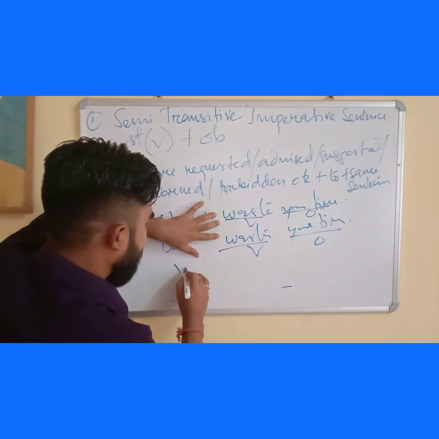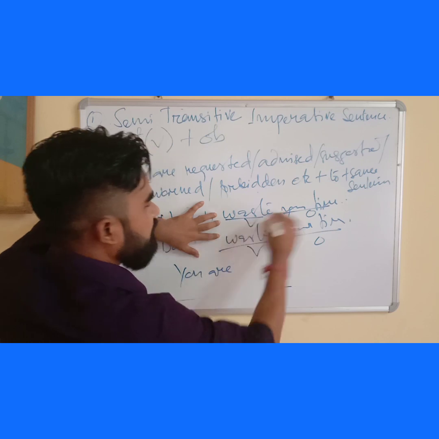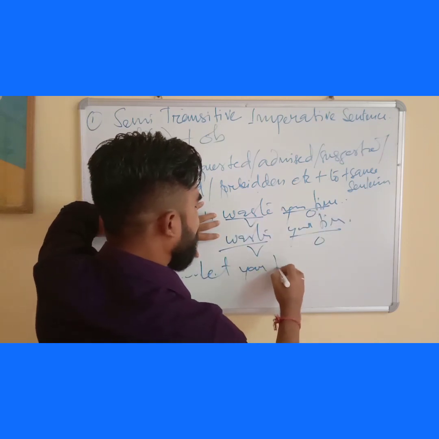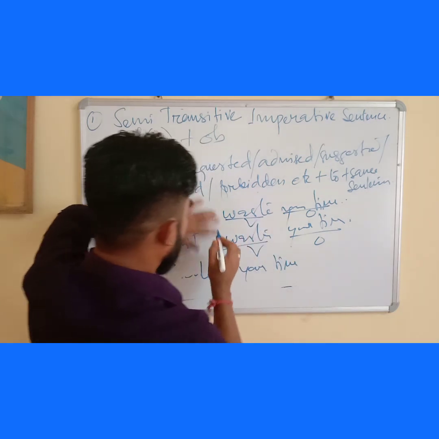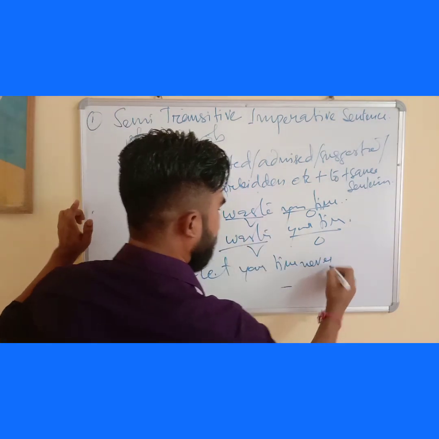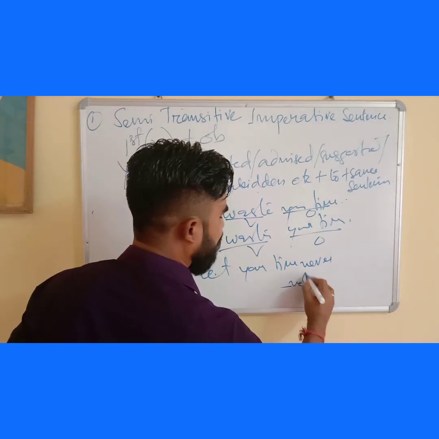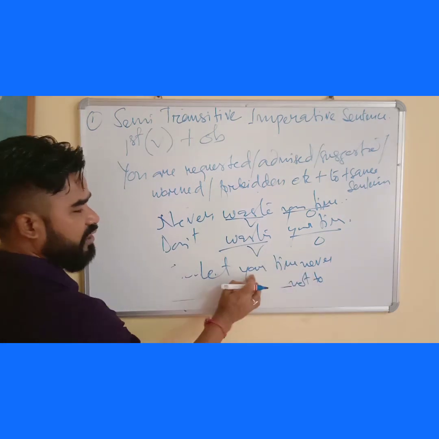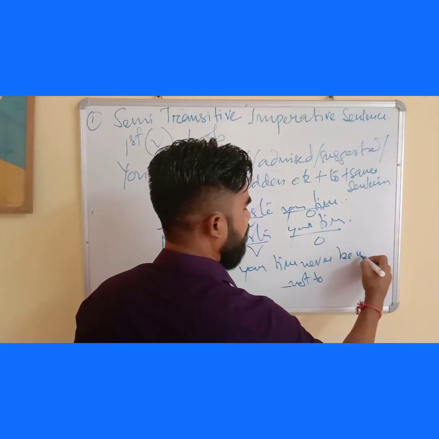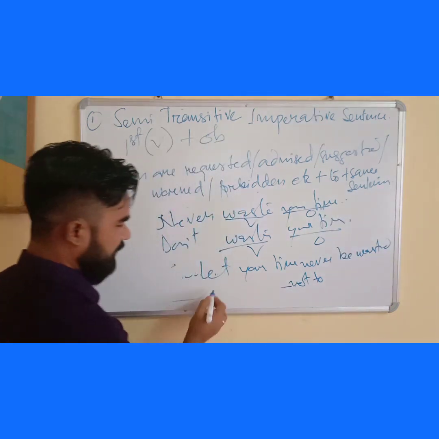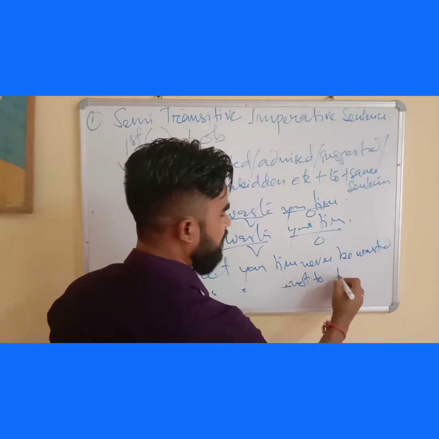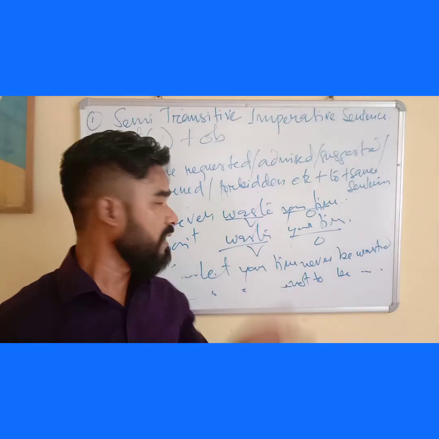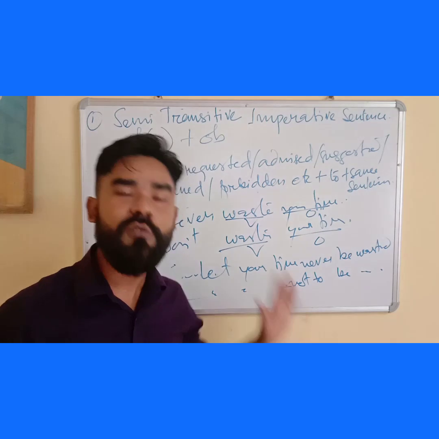Being transitive, we can say, "Let your time never be wasted." "Never" will come here. If it is "don't", it will come as "not to". If "don't", then "not to"; if "never", then "never". Let your time never be wasted, and let your time not be wasted. In this way you can write, but this is not the standard form. It is correct, you will get the marks.